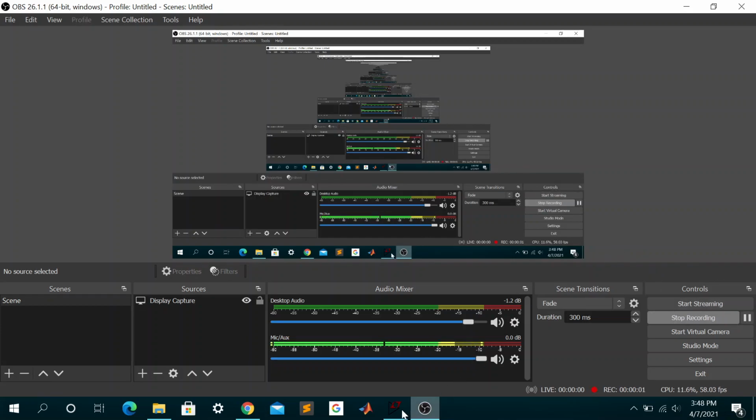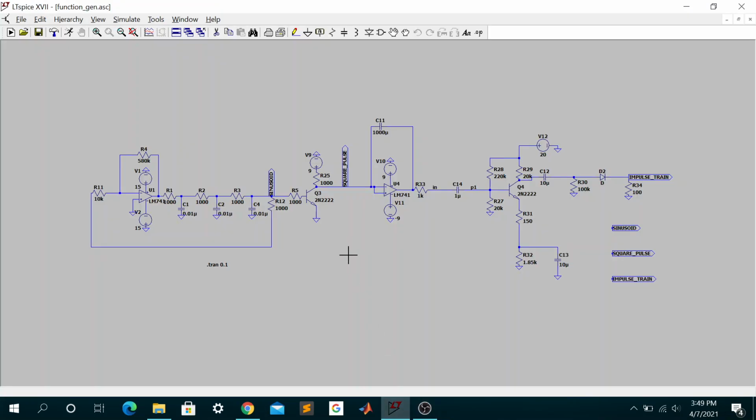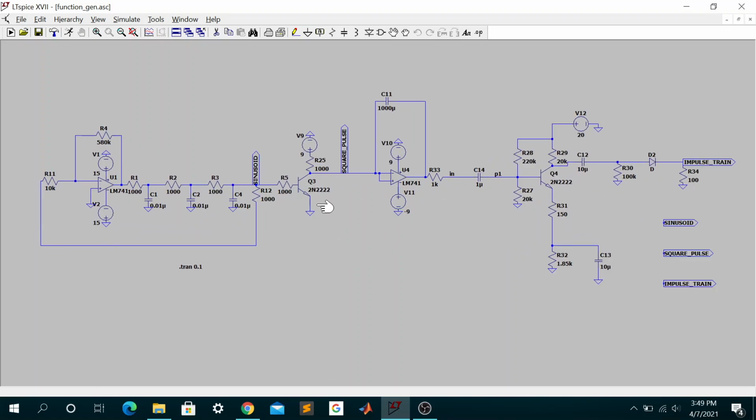Hello everyone, this is an implementation of a multi-function generator as a part of the Integrated Electronics project for winter 2021. Now this circuit can be divided into three parts. The first part of this circuit generates a sinusoidal wave, the second part generates a square pulse, and the third part generates an impulse train.